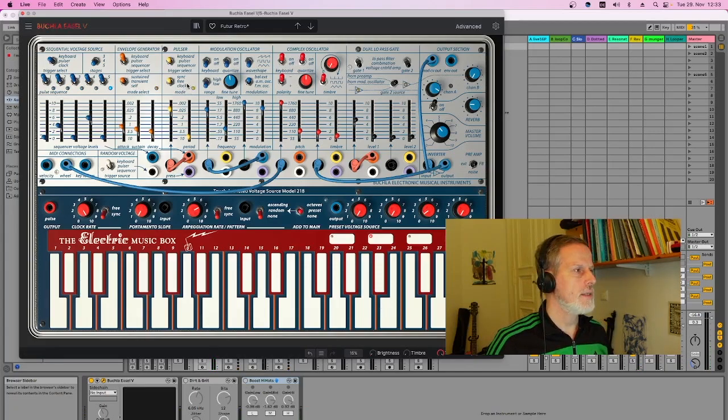This means that it is not synced by the computer or clocked by the internal clock of the Buchla Easel. It is running at its own pace. If we change the period over here and turn down the amount of the modulation, we hear that it gets a regular rhythm.